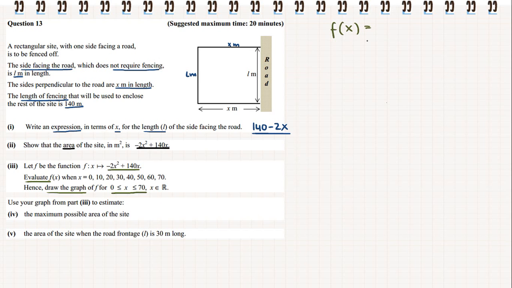The first thing I'm going to do is write out my function again. So we have minus 2x squared plus 140x. The way that they've written it here has the exact same meaning as this here. So we use f bracket x. We need to evaluate it when x is equal to 0 first of all. So f of 0 is equal to minus 2 by 0 squared plus 140 by 0. So f of 0 is just equal to 0.